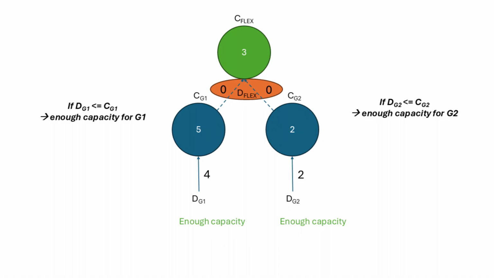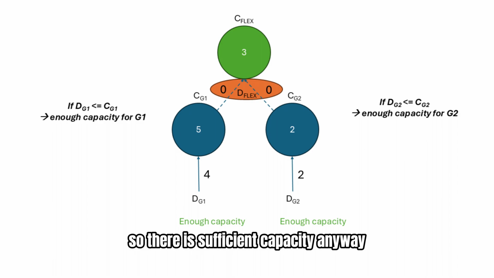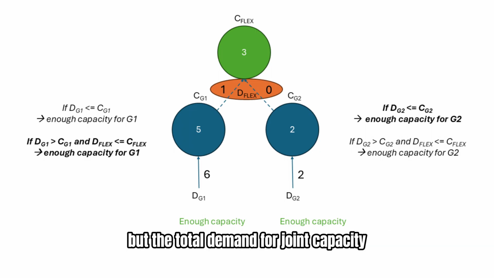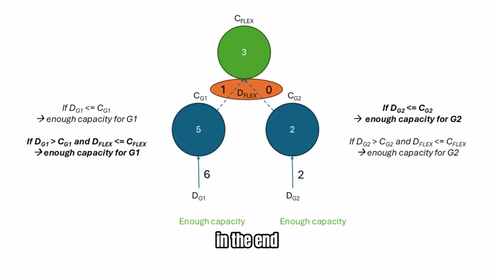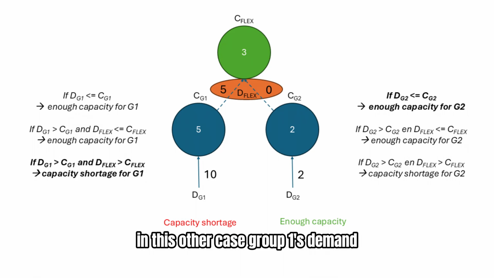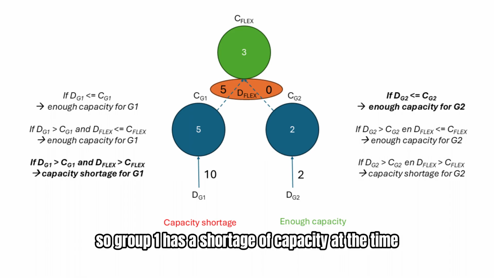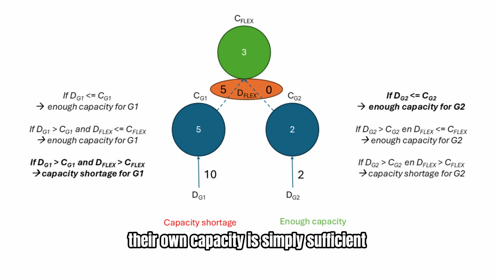In this case, both groups' demand is less than or equal to their own capacity, so there is sufficient capacity anyway. In this case, Group 1's demand is bigger than its own capacity, but the total demand for joint capacity is less than the available capacity over there, so there is sufficient capacity in the end. In this other case, Group 1's demand is much larger than its own capacity, but its demand for joint capacity is also larger than what is available over there. So Group 1 has a shortage of capacity at that time. Group 2, however, has no shortage because their own capacity is simply sufficient.